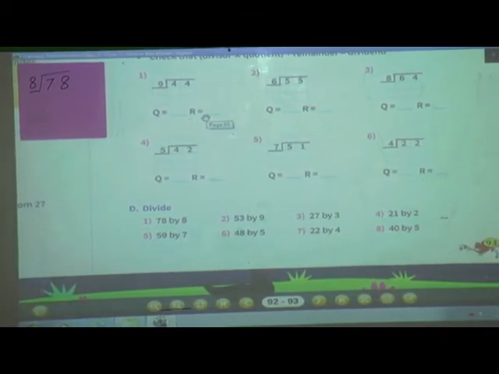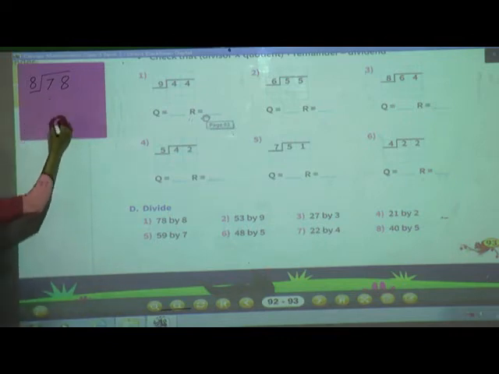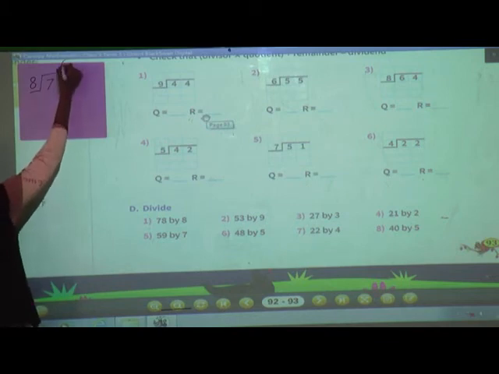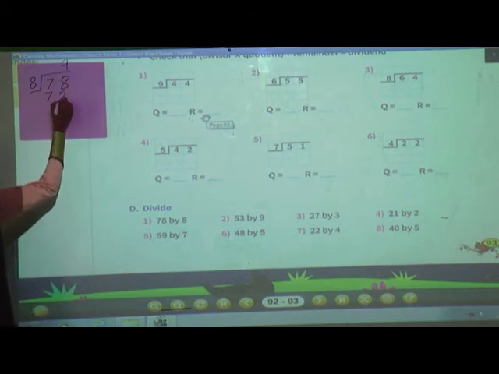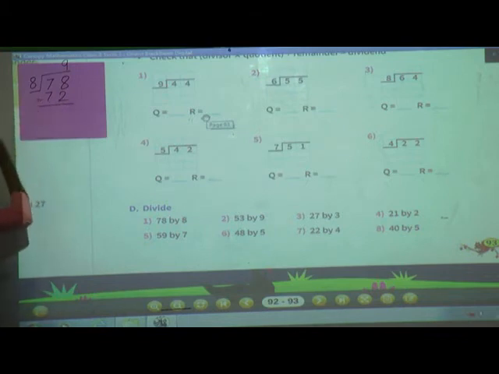Okay. Now see the table of 8. In the table of 8, is the number 78 there? No. Then what will you do? You will find the smaller number than 78. Then which number is there? 72. 8 9s are 72. Now do the subtraction.